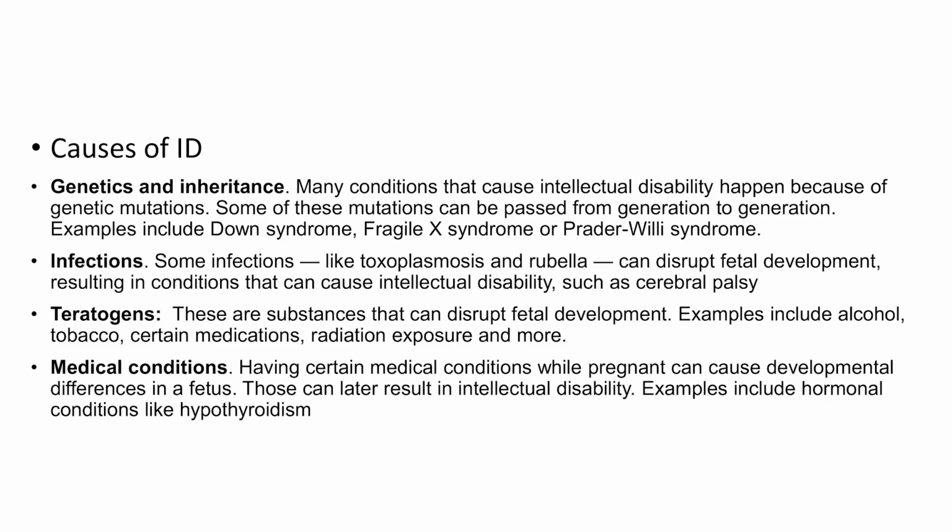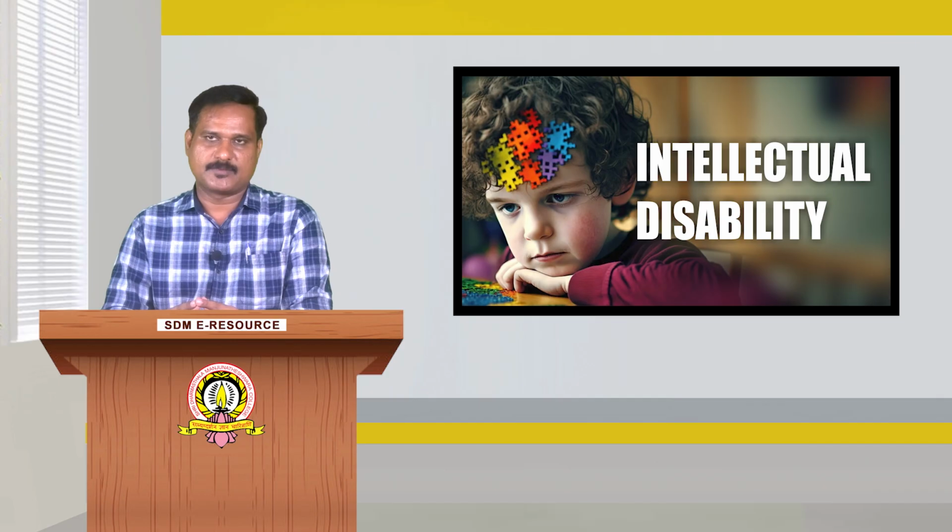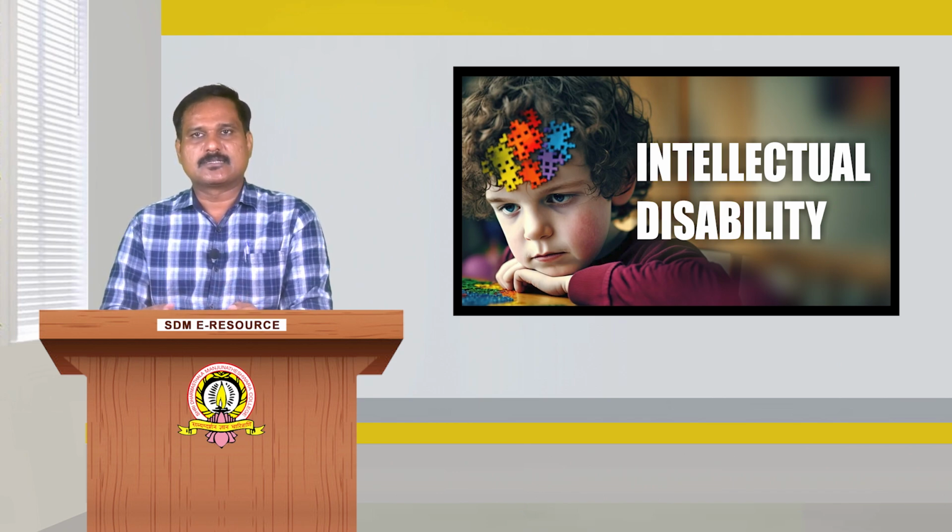In terms of genetic as well as inheritance, it says this: many conditions that cause intellectual disability happen because of genetic mutations. Some of these mutations can be passed from generation to generation. Examples include Down syndrome, Fragile X syndrome and Prader-Willi syndrome. So these are the genetic causes which might transfer from generation to generation.